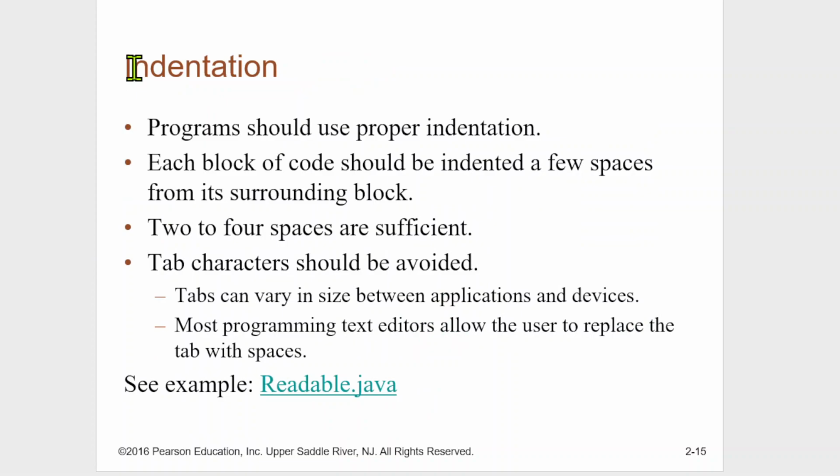Indentations. Programs should use proper indentation. Each block of code should be indented a few spaces from its surrounding block. Two to four spaces is sufficient. Tab characters should be avoided, because tabs can vary in size between applications and devices. Most programming text editors allow users to replace tabs with spaces. This is a style thing. It makes your program easier to read and looks better.